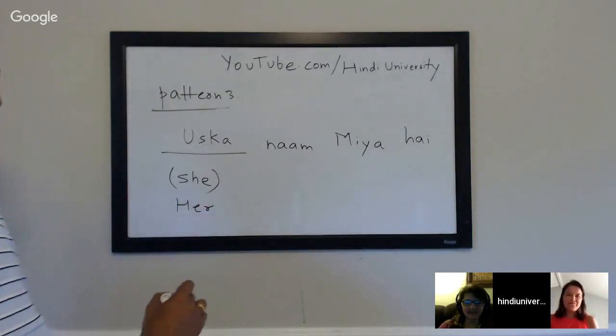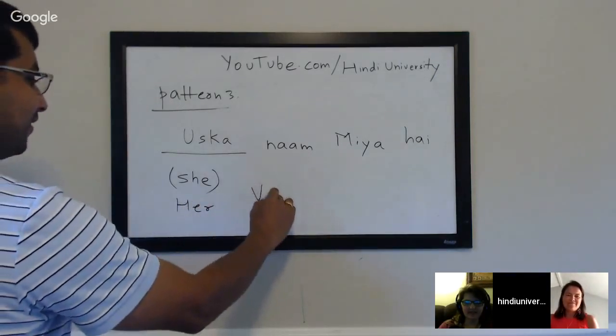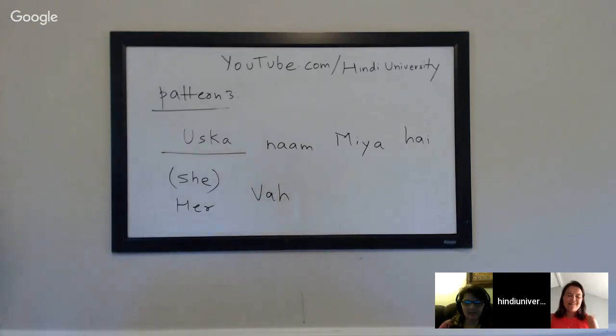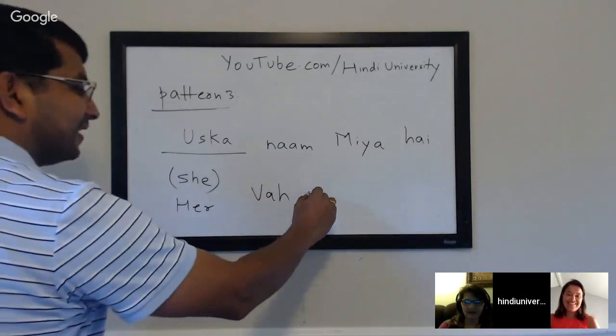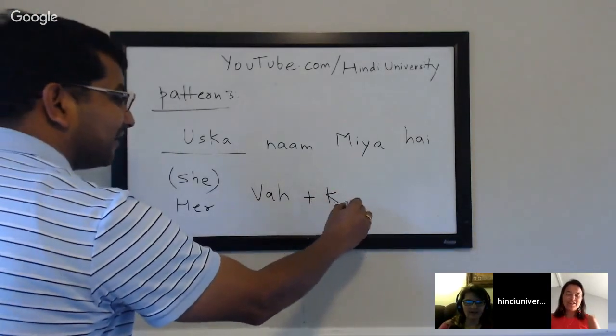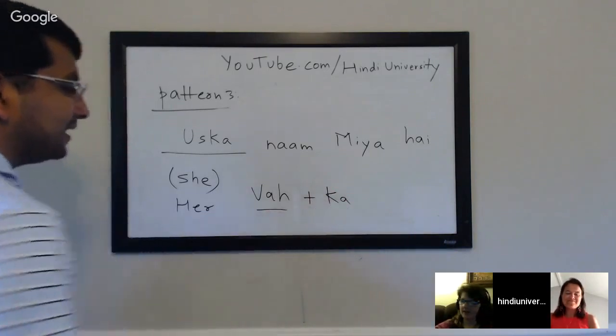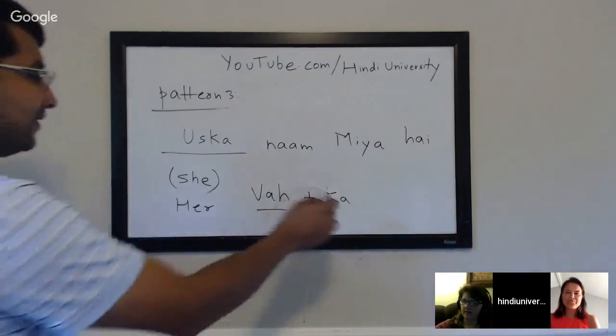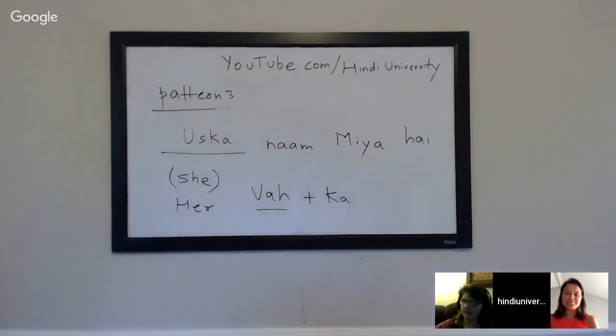Okay, so why not vah? Because, I don't know how to explain. The name belongs to her. It's a possession, right? So it's nothing but vah plus ka, uska. Yeah. Okay, vah in Hindi could be he or she or it. And then vah plus ka is nothing but uska. Awesome. So you can say uska naam Mia hai.